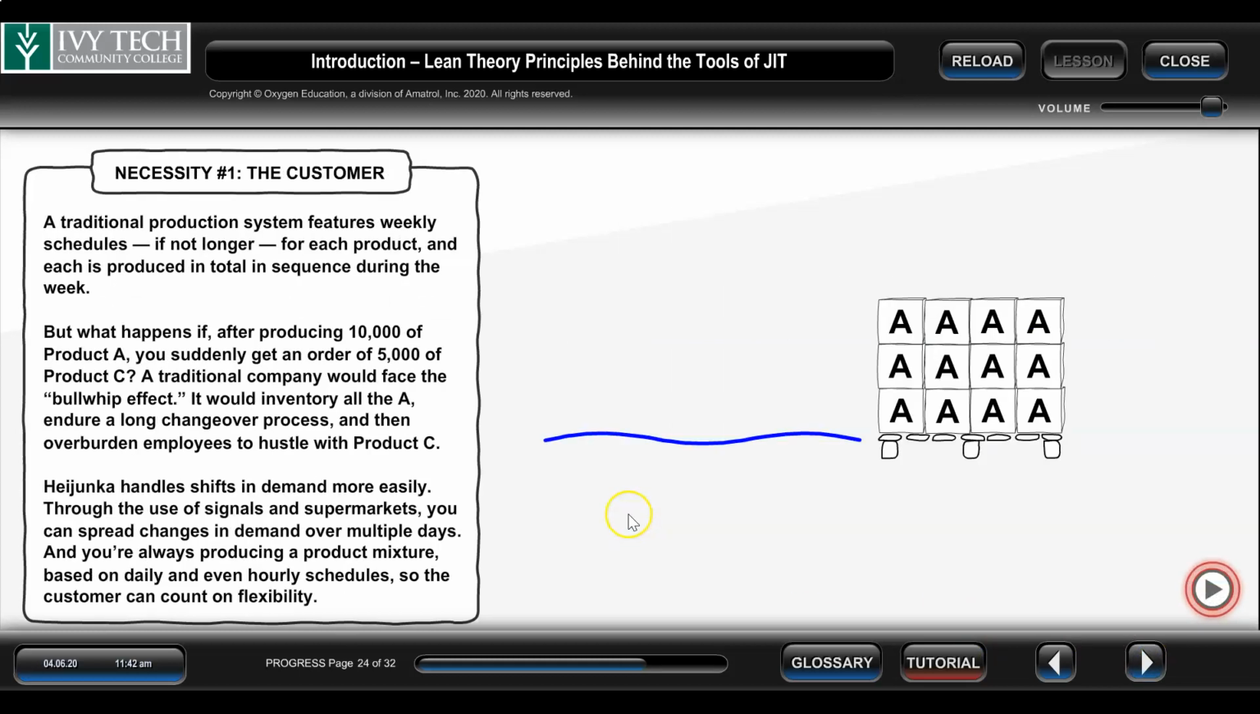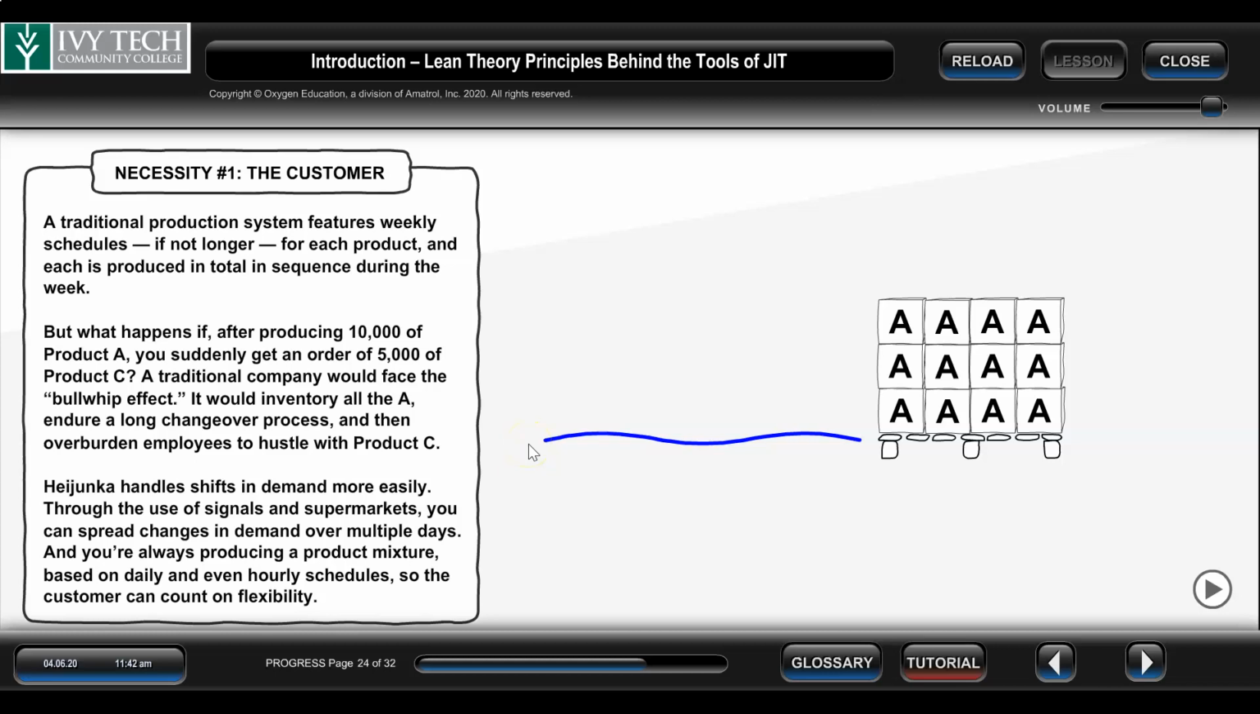Necessity number 1, the customer. A traditional production system features weekly schedules, if not longer, for each product, and each is produced in total, in sequence, during the week. But what happens if, after producing 10,000 of product A, you suddenly get an order of 5,000 of product C? A traditional company would face the bullwhip effect. It would inventory all the A, endure a long changeover process, and then overburden employees to hustle with product C.